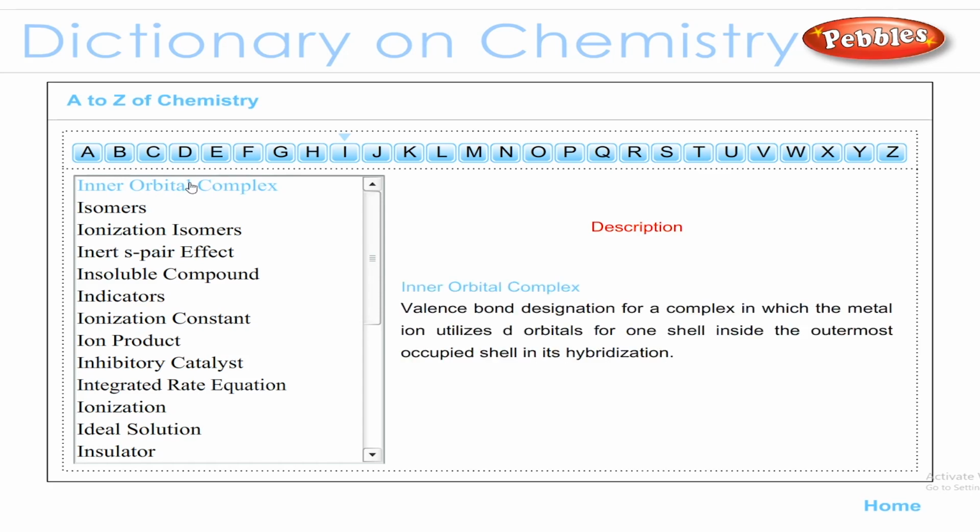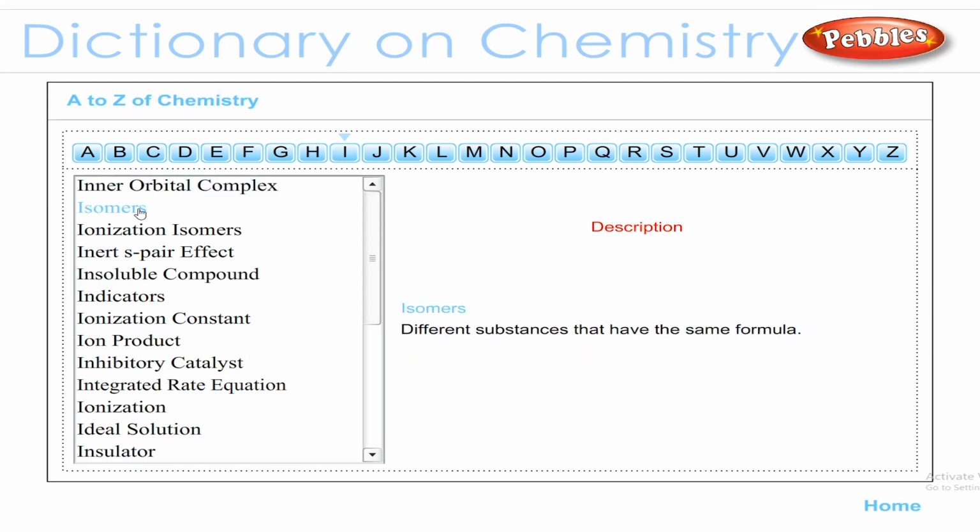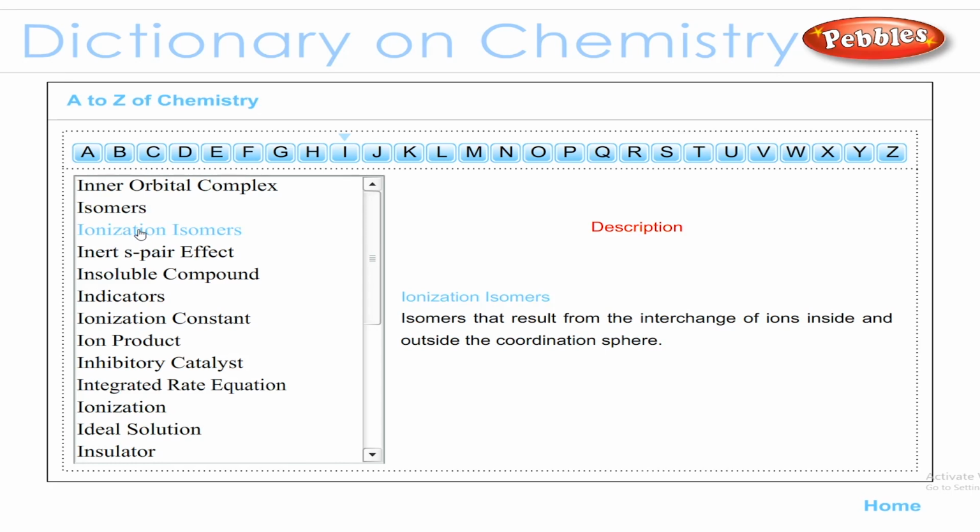Inner orbital complex. Valence bond designation for a complex in which the metal ion utilizes d orbitals for one shell inside the outermost occupied shell in its hybridization. Isomers. Different substances that have the same formula. Ionization isomers. Isomers that result from the interchange of ions inside and outside the coordination sphere.